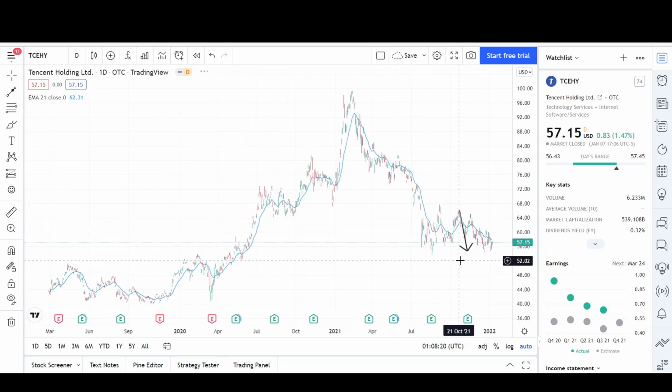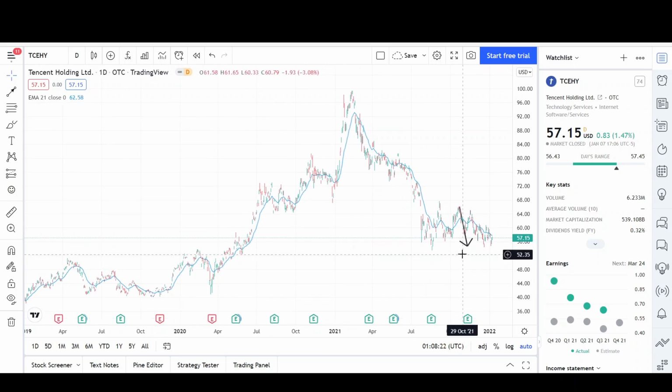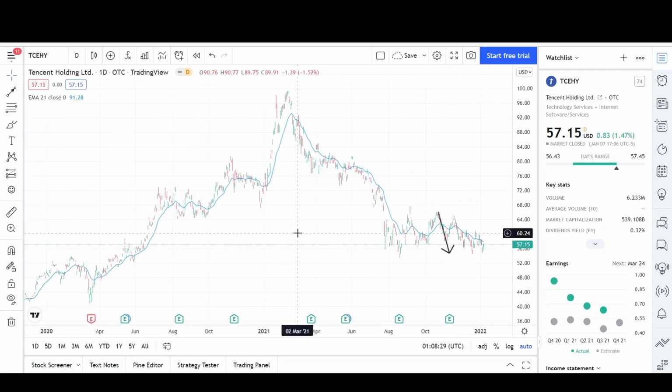You can see that right around that $53 level is some type of prior breakout, so it looks like they could probably come back and retest that. And I'll show you guys more on the weekly chart.